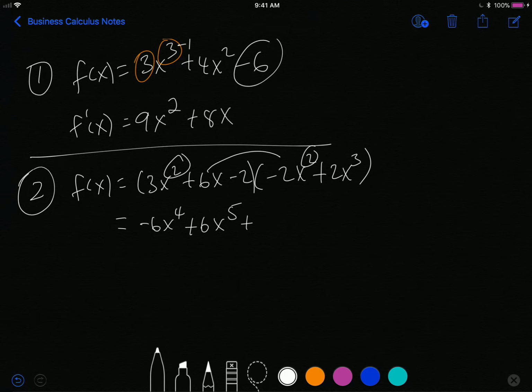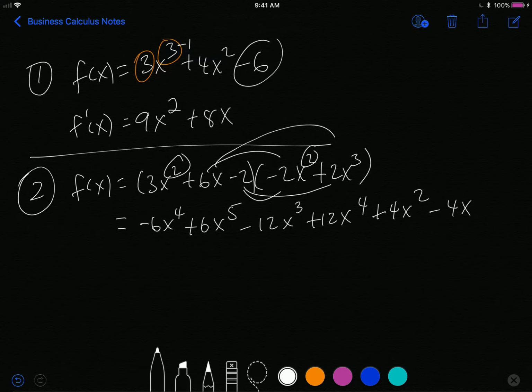plus these two right here. So that's minus 12x to the 3rd power. 6 times 2, plus 12x to the 4th power. And then I'm multiplying by negative 2. So that's positive 4x squared. And then negative 2 times 2 is negative 4x cubed. Now I group like terms. I have 6x to the 5th.